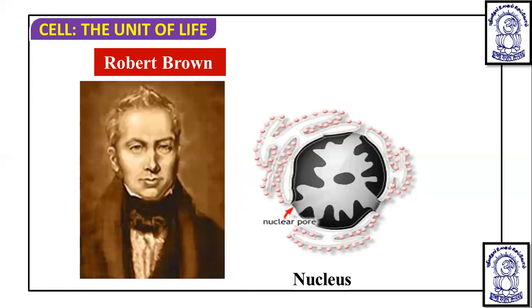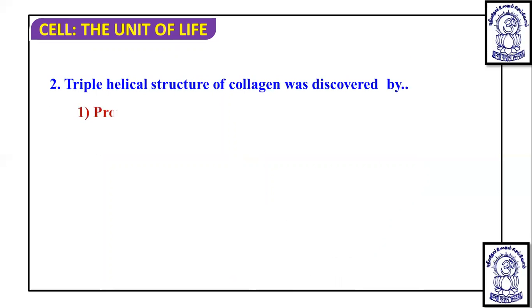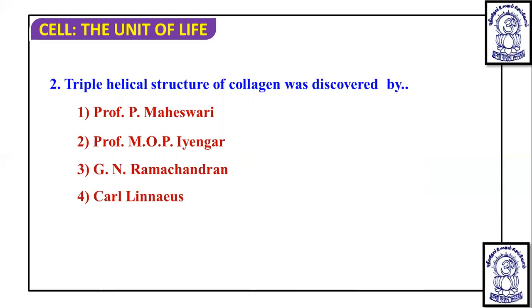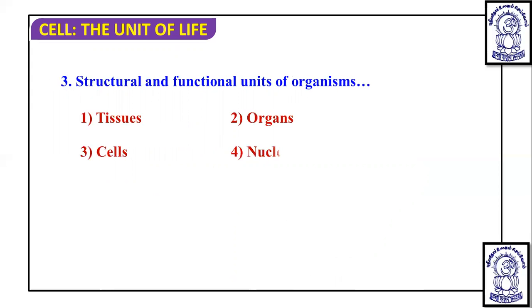Further, after this discovery, the cell theory came into the picture. Before that, we should remember this important discovery: who is the famous scientist in the field of protein structure? It is G.N. Ramachandran. The triple helical structure of collagen was discovered by Professor P. Maheshwari, M.O.P. Iyengar, and G.N. Ramachandran. The basic structural and functional unit of organisms is nothing but a cell.